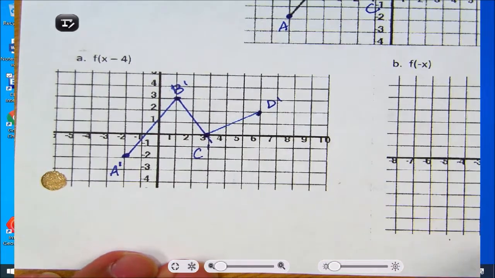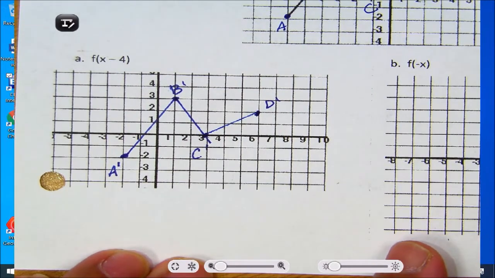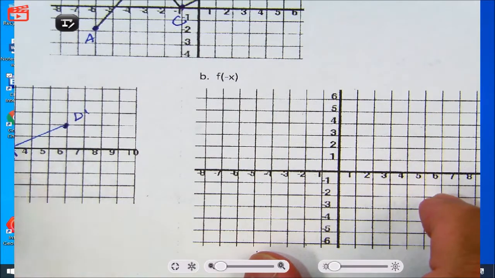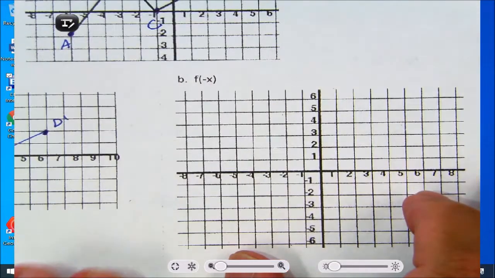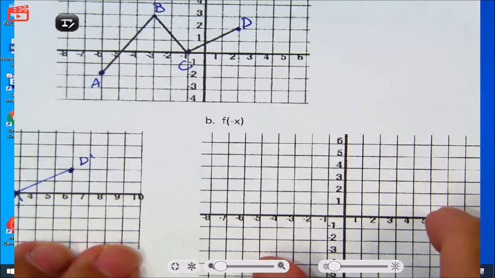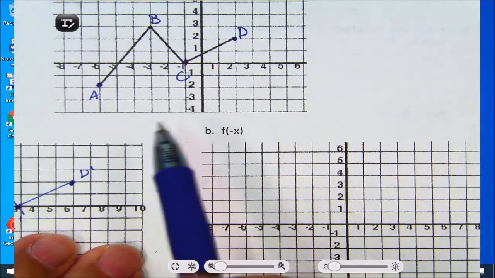All right, ready for the next example? f(-x). So what does that do? Do you remember? Reflect across the y-axis. So let's see what that looks like in terms of this function.